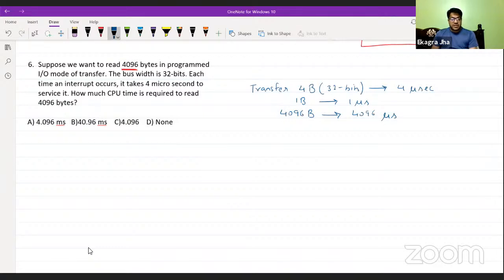As the options are given in milliseconds, let me correct this one. This should also be in milliseconds. Based on the unit of the given options, we should convert these microseconds into milliseconds. So this is going to be 4.096 milliseconds. Milli is 10 to the power minus 3, and micro is 10 to the power minus 6. So based on that, the answer should be 4.096 milliseconds, so the answer should be option A.